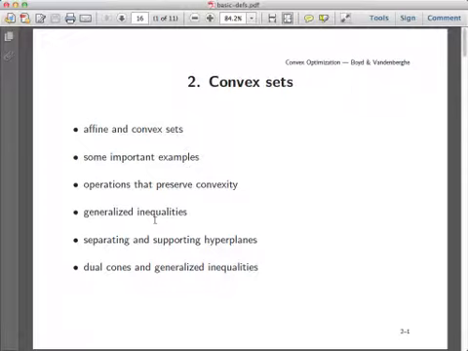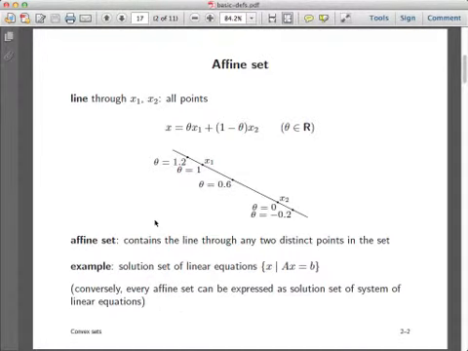So let's go. All right, simple definitions. We have a line through 2 points, x1 and x2, and notice how they generate the equation of the line using x equals theta times x1 plus (1 minus theta) times x2. You plug in theta equals 0, you get x2. You plug in theta equals 1, you get x1, and therefore it's a linear relationship that goes between those 2 points, okay?